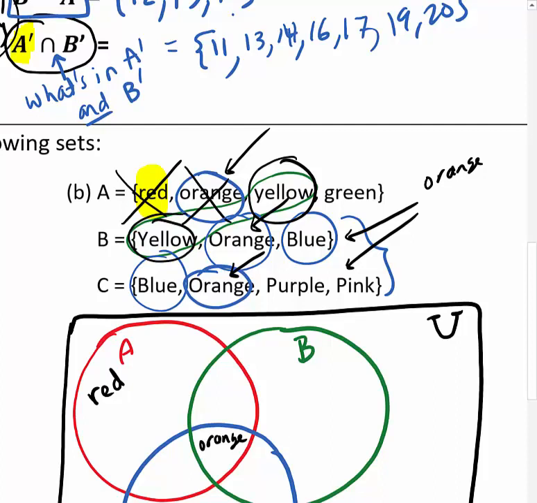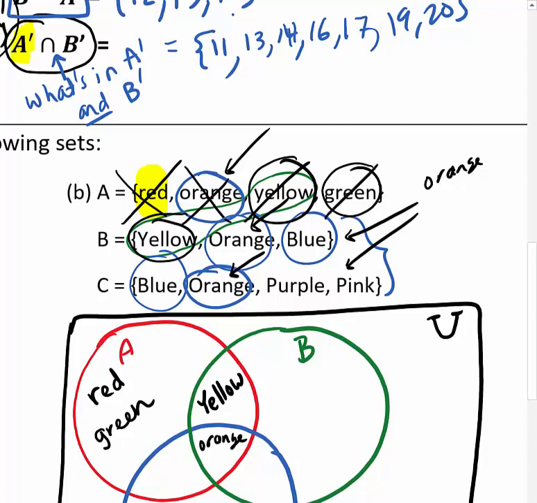It's just the empty set, but notice yellow is not in set C. How about green? Green is in set A, so it'll be in the red circle. For green, notice it's not in set B or set C, so I'm going to write it in the set A circle, but not in set B or C.